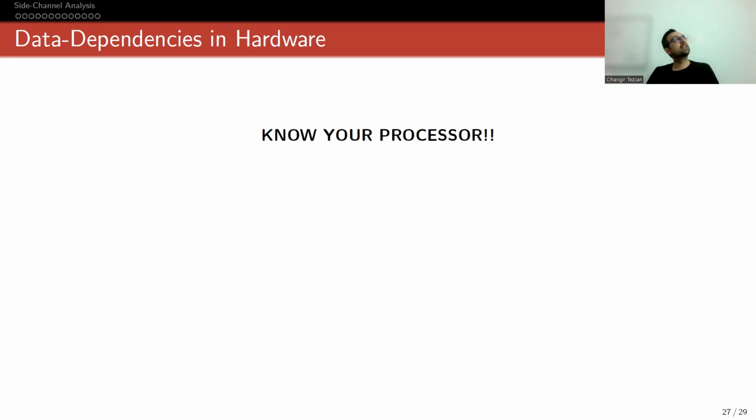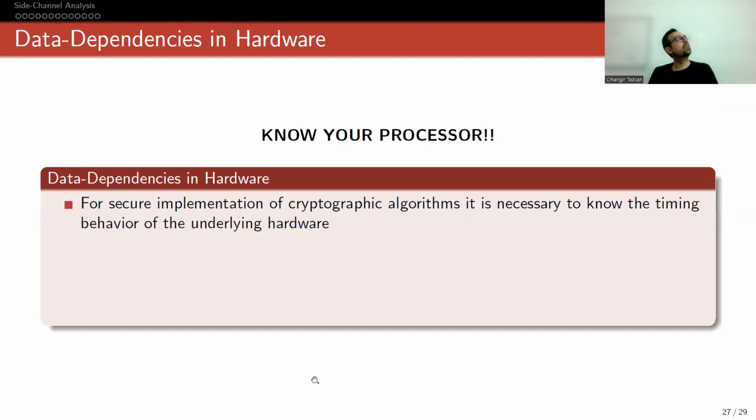Okay, for this reason, you have to know your processor. You have to know how it performs operations, which instructions there are, and so on. So for secure implementation of cryptographic algorithms, it is necessary to know the timing behavior of the underlying hardware. At the GPU level, I'm actually good at it because since I have to optimize everything, I try everything, and I know which operation takes more time than the others. But for this kind of devices, since there is no documentation most of the time, you have to discover it by yourself.